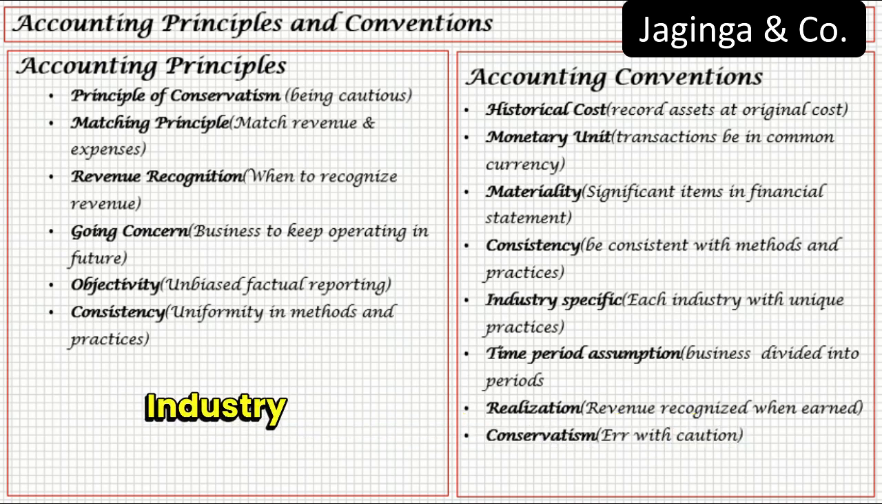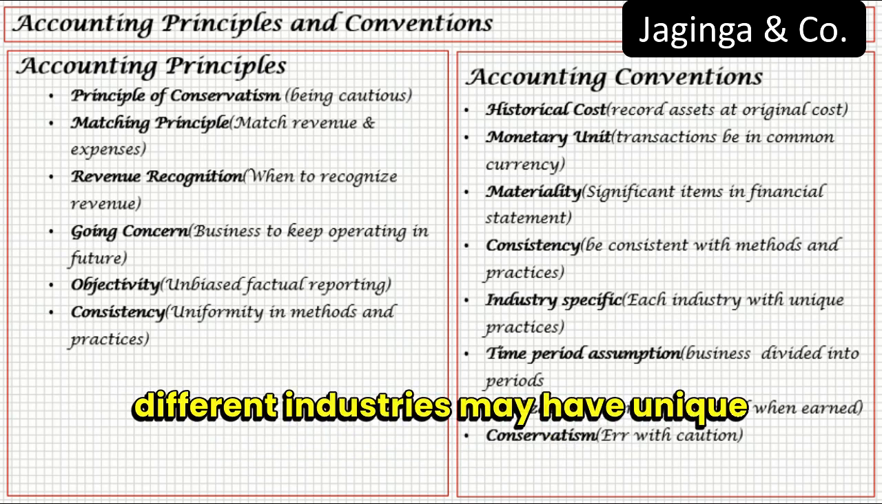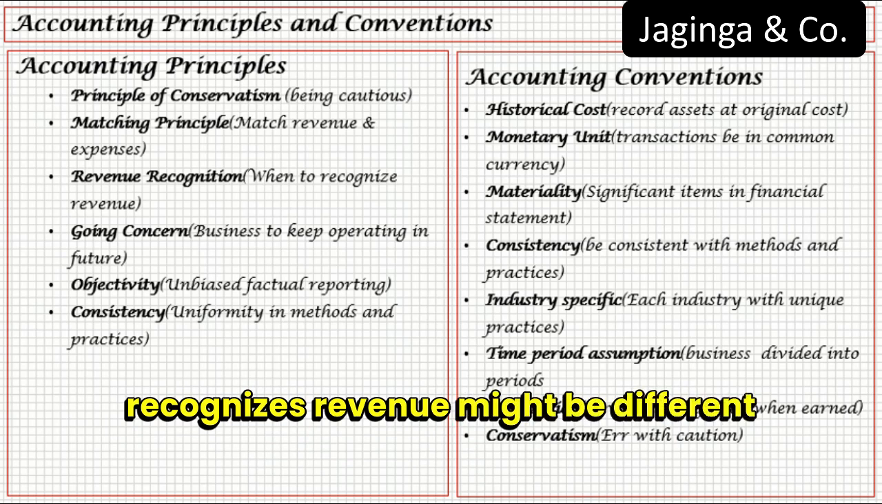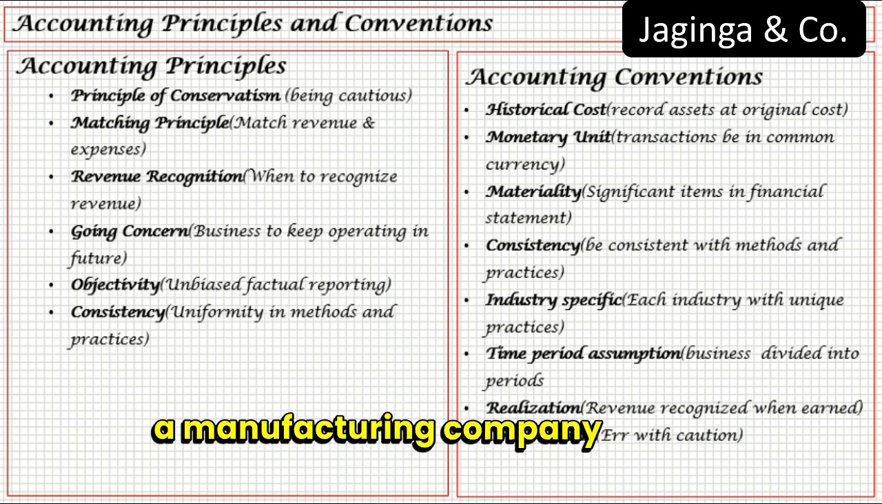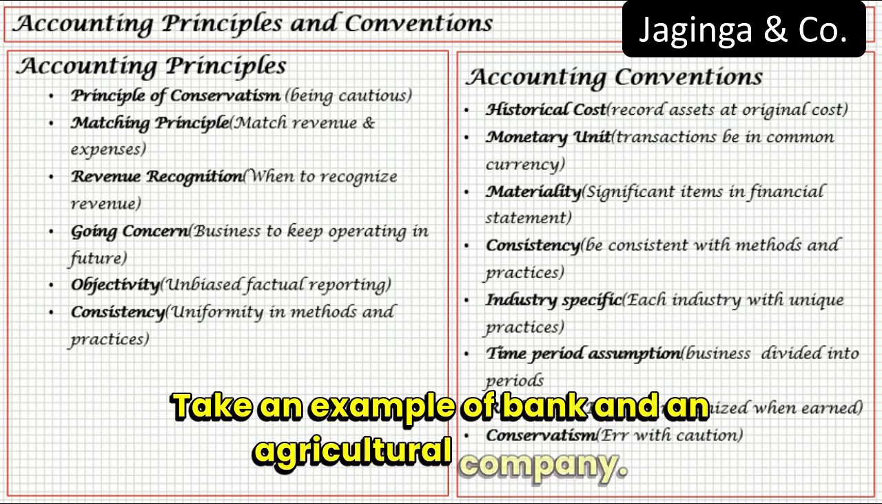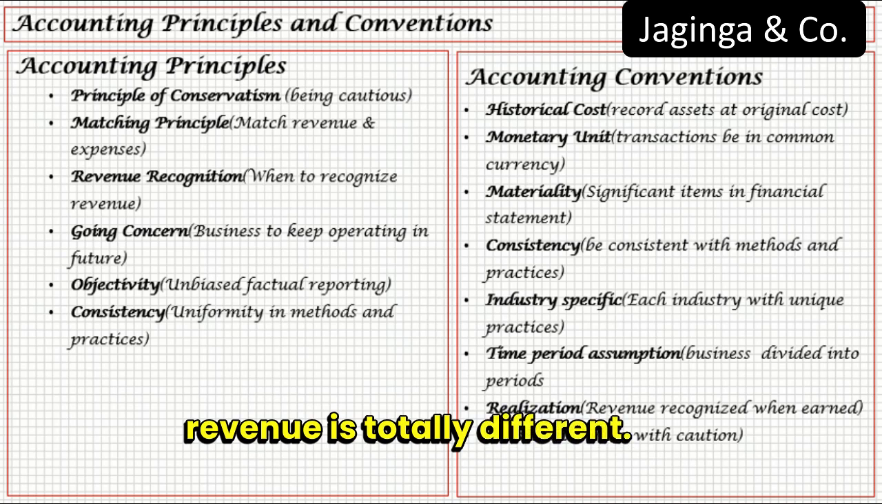5. Industry-specific conventions. These conventions recognize that different industries may have unique accounting practices tailored to their specific needs. For example, the way a software company recognizes revenue might be different from how a manufacturing company does it. Take an example of a bank and an agricultural company. How they account for their revenue is totally different.